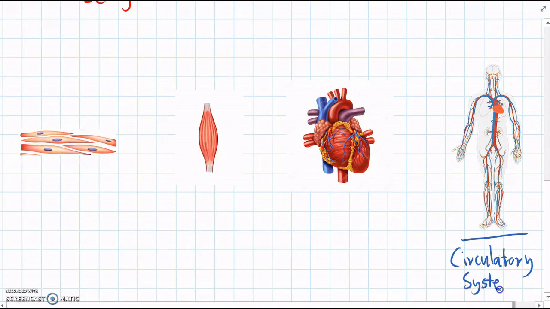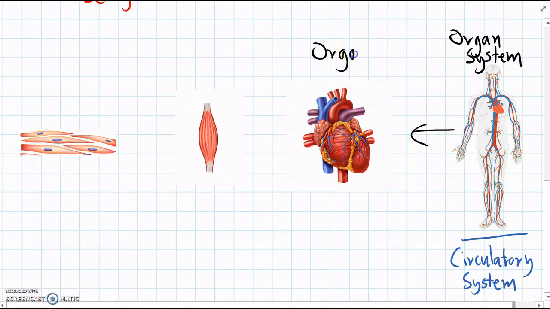Circulatory system, which contains the heart and all of our blood vessels, the veins and the arteries. And we call this an organ system. So this is the highest level, you could say, in an organism. But below organ system, we know that it's made up of different organs.